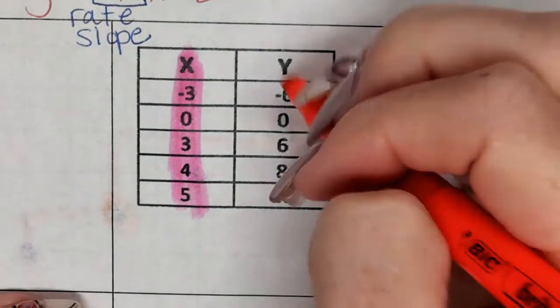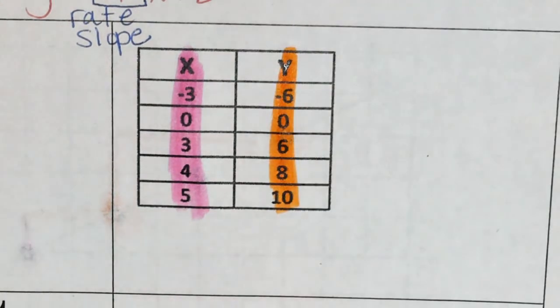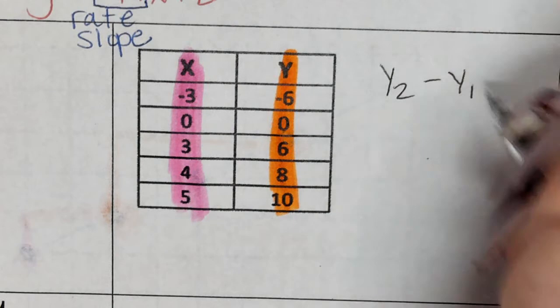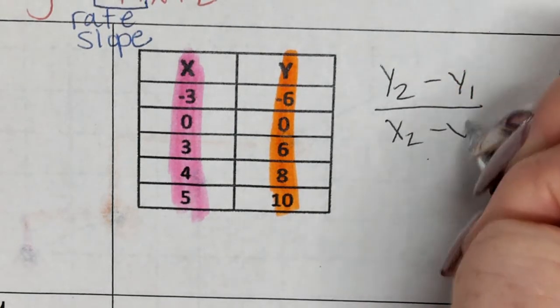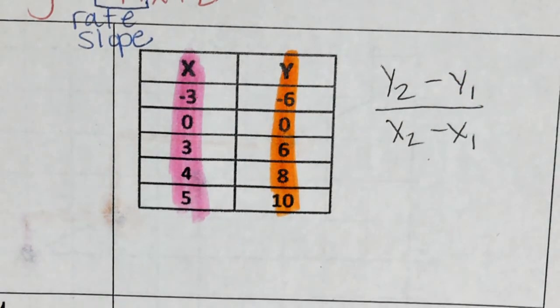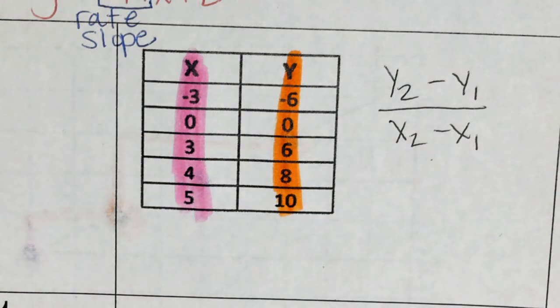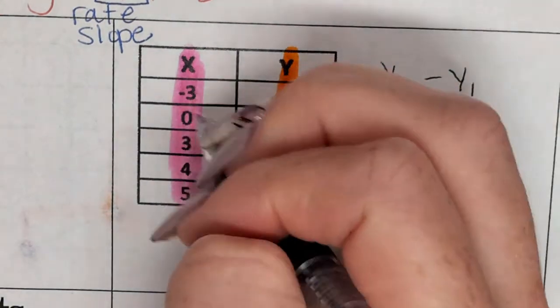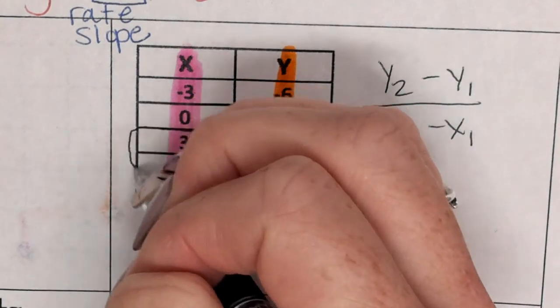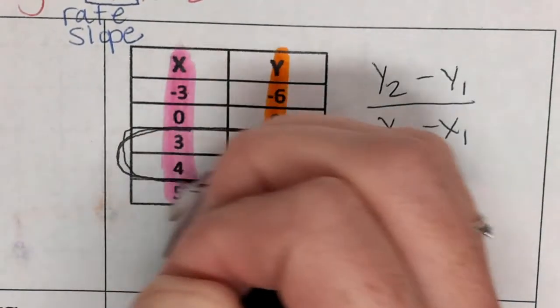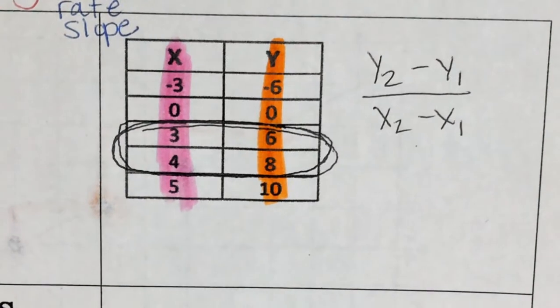These are all, and the formula, I need a y2 and a y1 and an x2 and an x1. So I basically need 2 x's and 2 y's. And they have to belong to each other. I personally wouldn't use the top one because it has a negative. So I would personally choose to use like these 2. You only need 2. Everybody good?